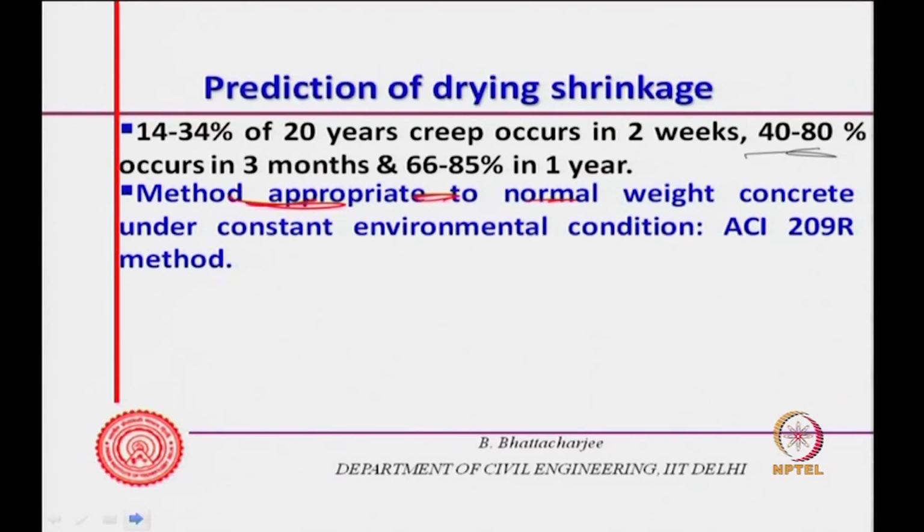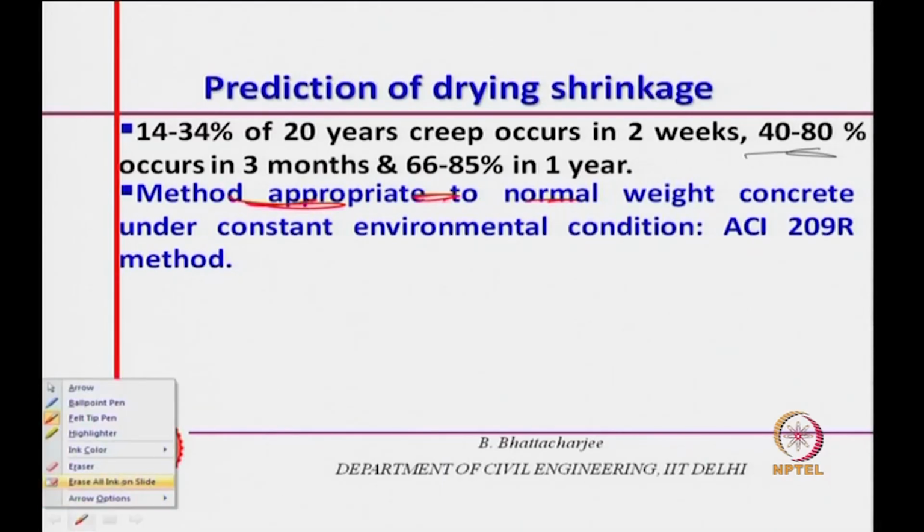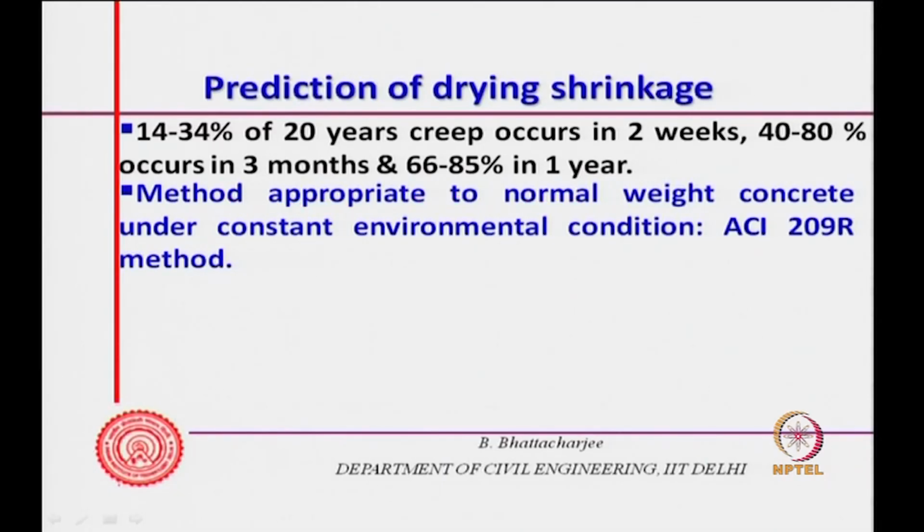Now, the method appropriate to normal weight concrete is the ACI 209R method. You can estimate using this, and that is what we will try to do. And then of course, the British BS system would be there, and we will discuss that as well.